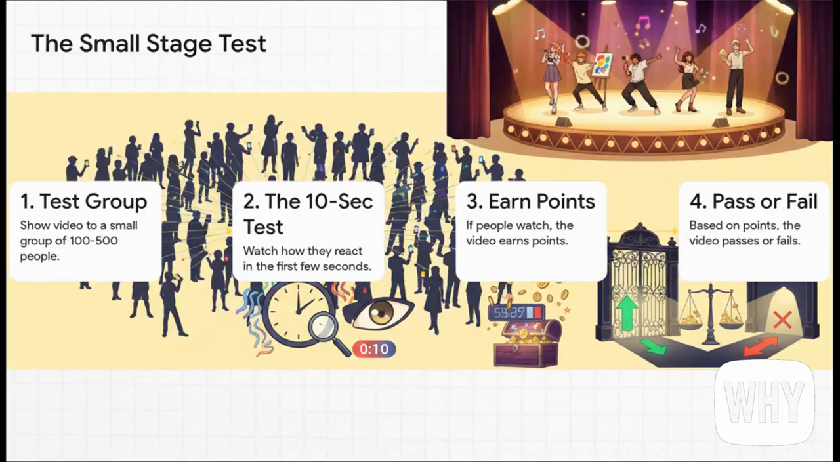The best way to think about it is like a giant talent show for videos. So, when a brand new video gets uploaded, it doesn't just go out to the whole world. Nope. The algorithm puts it on a small stage first. It shows it to just a small test group, maybe a couple hundred people. And then it watches them like a hawk to see what they do.